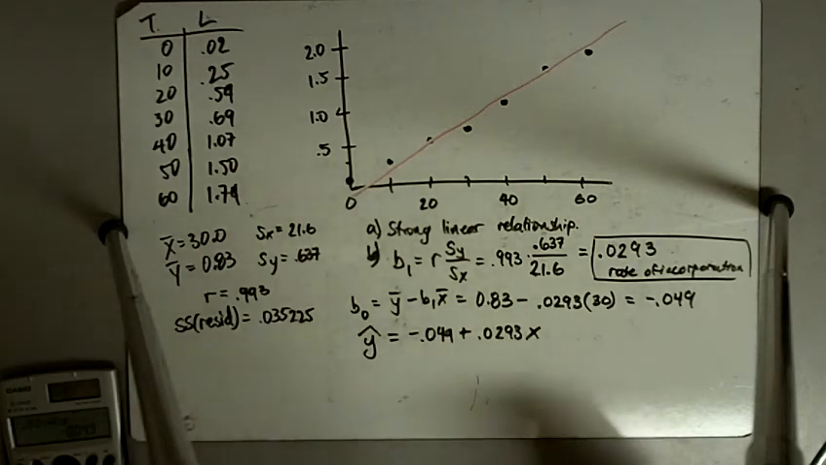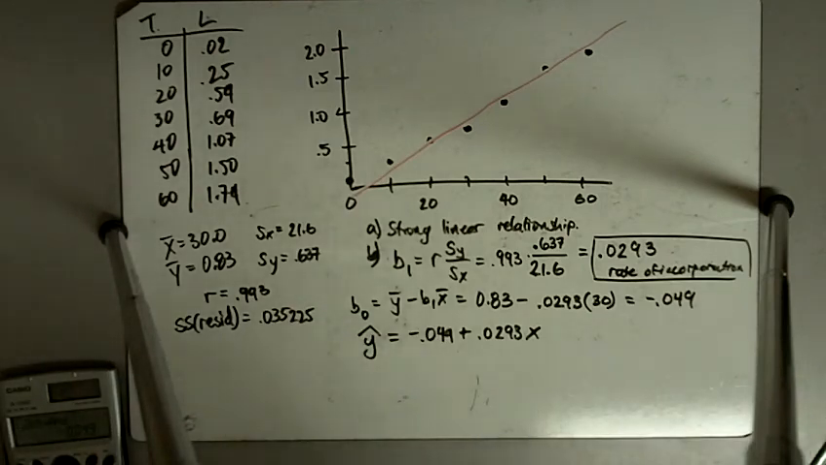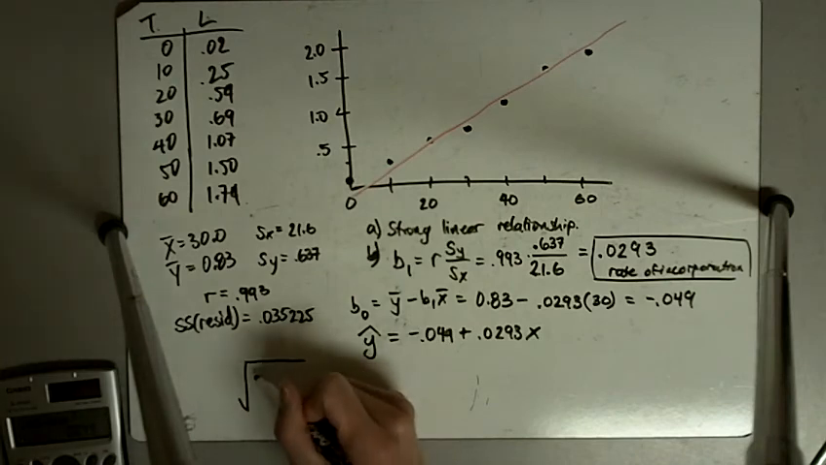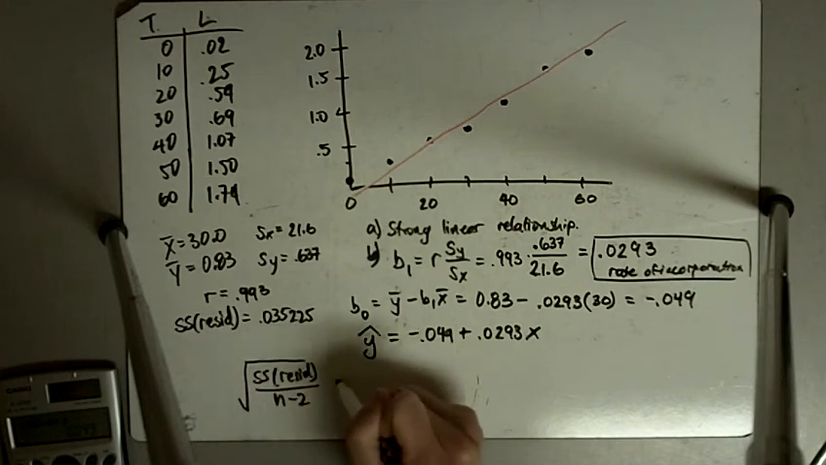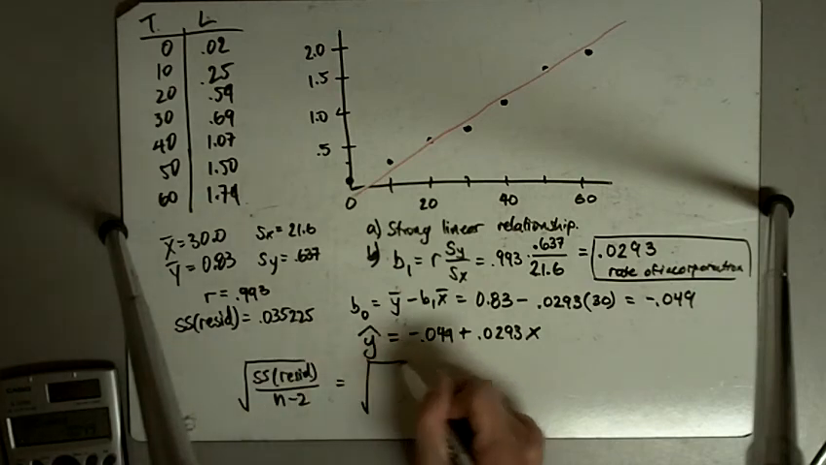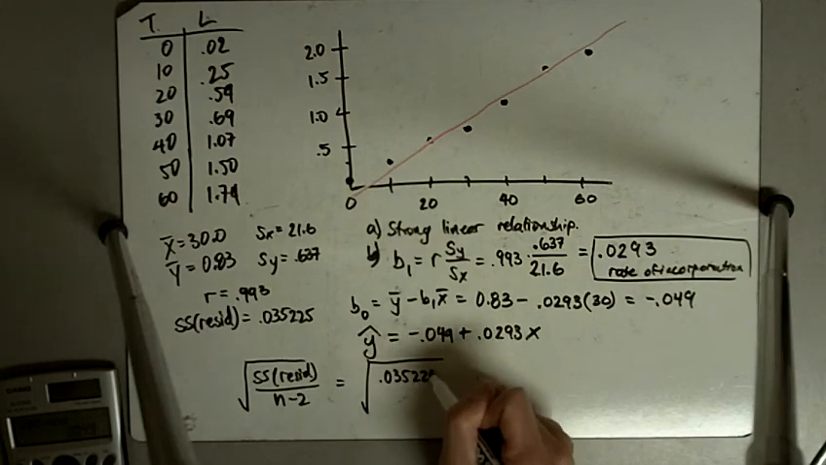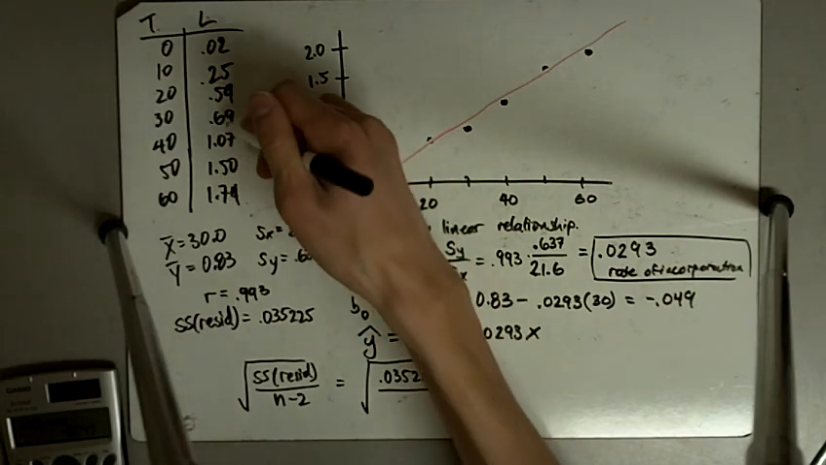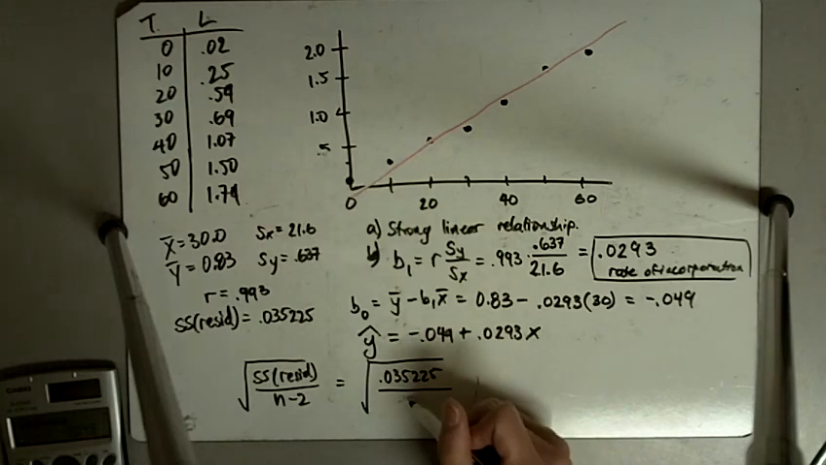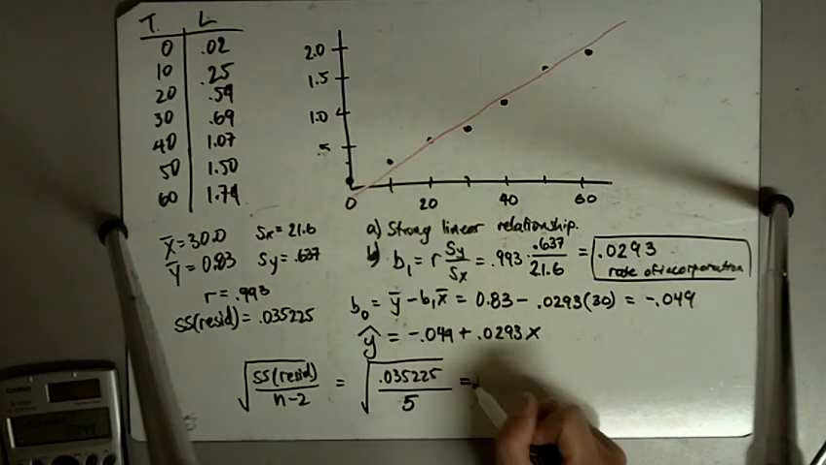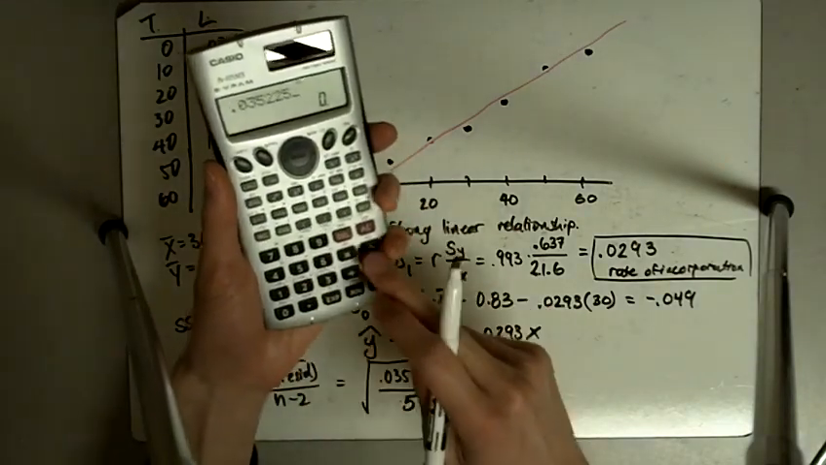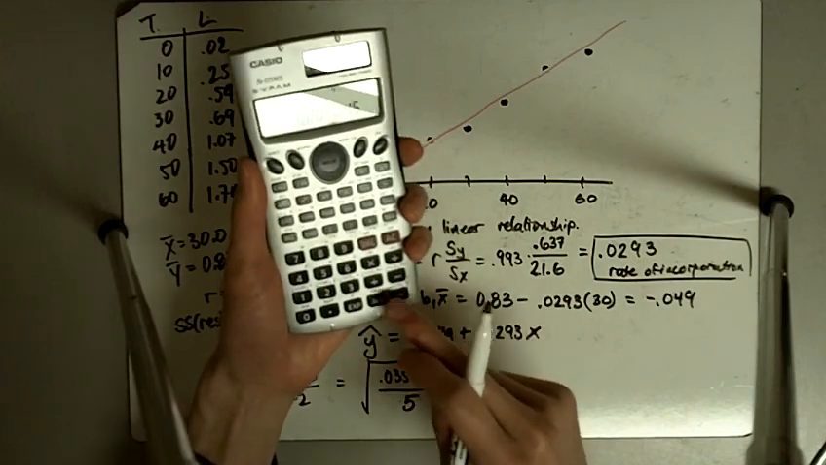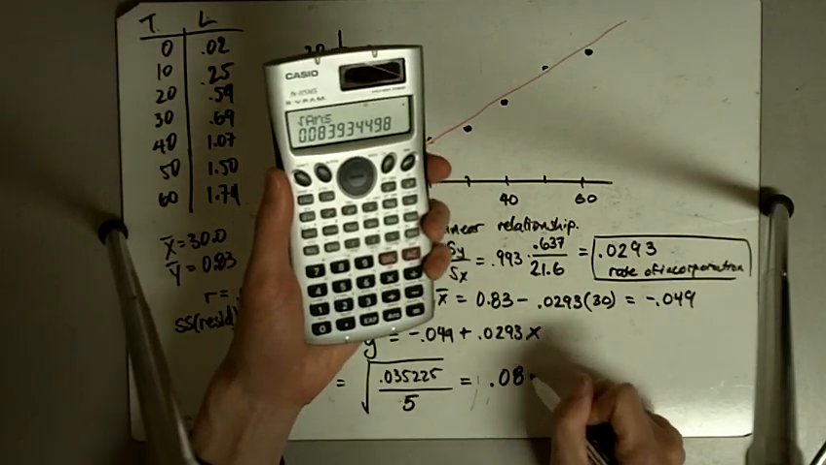And it says calculate the residual standard deviation. So the residual standard deviation is just going to be the square root of SS residuals over n minus 2. And in this case, that's going to be the square root of 0.035225 over 1, 2, 3, 4, 5, 6, 7 minus 2 is 5. So that's going to be this tiny little number. Take the square root of that. 0.0839.